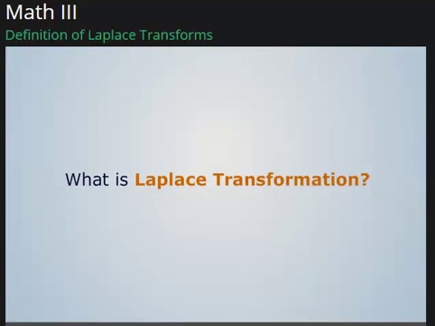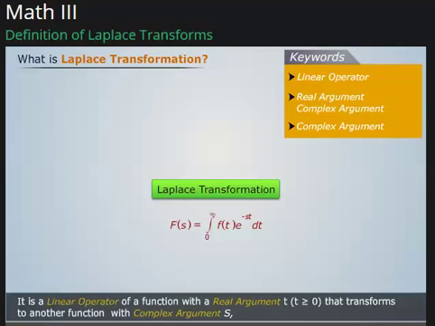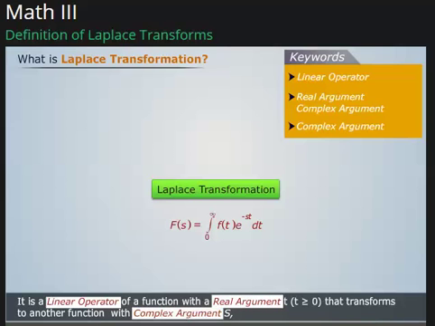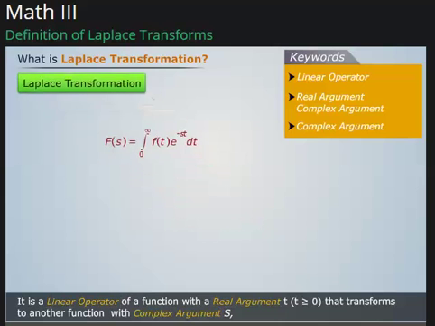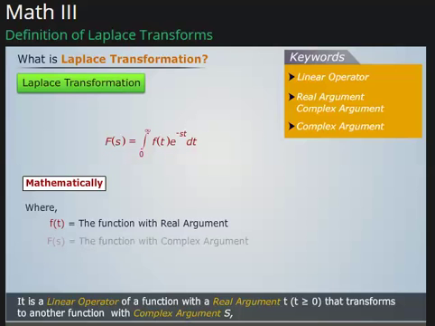What is Laplace transformation? It is a linear operator of a function f(t) with a real argument t greater than or equal to 0, that transforms f(t) to a function F(s) with complex argument s. Mathematically, Laplace transformation is expressed as, where f(t) is the function with real argument, F(s) is the function with complex argument, t is real argument, s is complex argument.